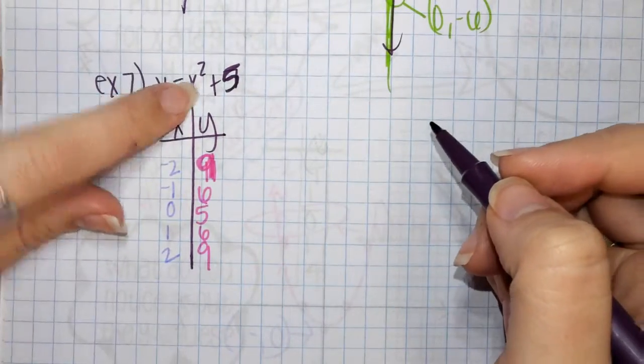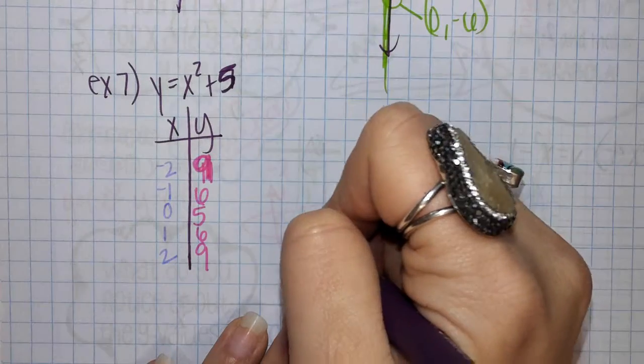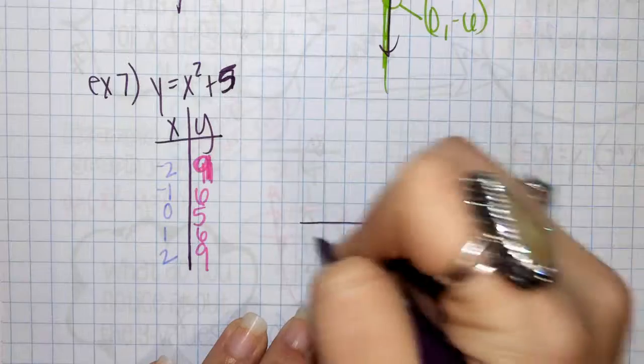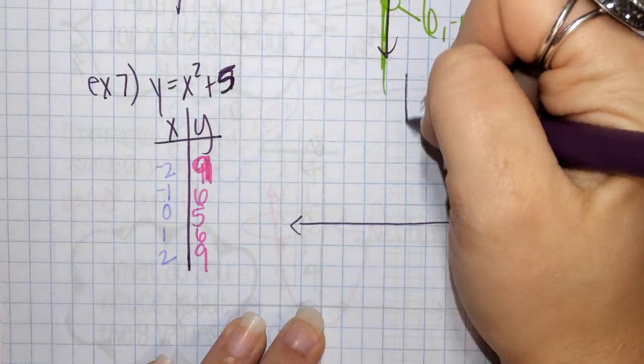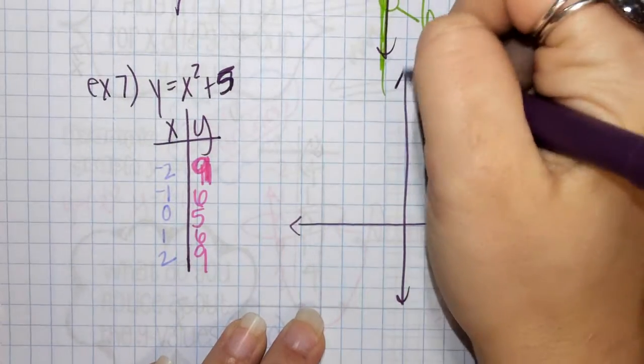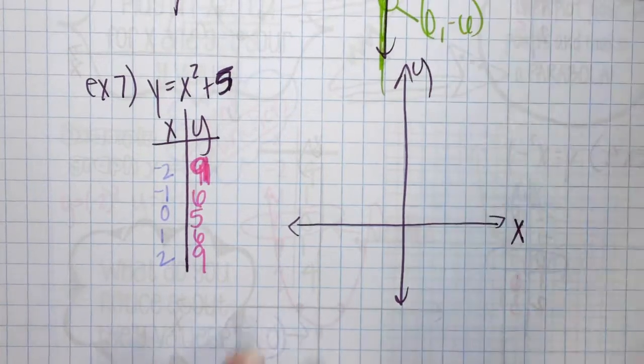Okay, so since this is +5, do you think it's going to move our graph up or down? Down. No, arriba. Arriba. It's going up. ¿Por qué? Porque es positivo. Yep. I would give you a point if I could.